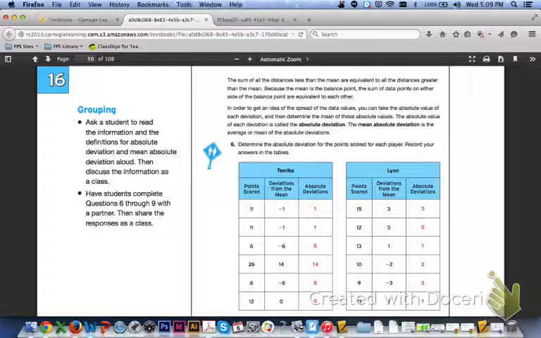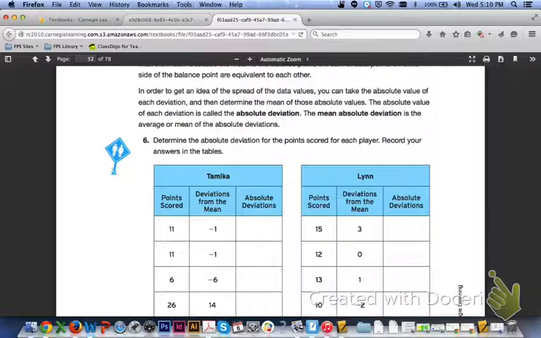Okay, so there's some key terms right there. It says the absolute value of each deviation is called absolute deviation. Make sure you're marking your text. The mean absolute deviation is the average or mean of the absolute deviations. So for number 6, it says determine the absolute deviation for the points scored for each player and record your answers in the tables.